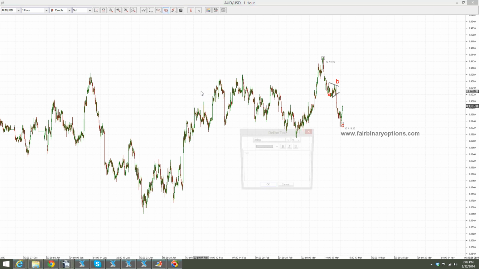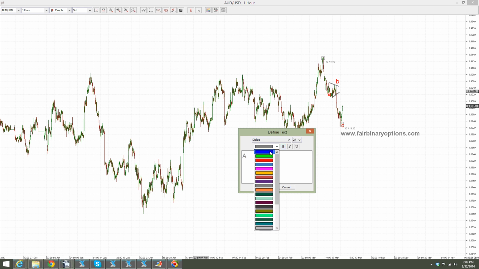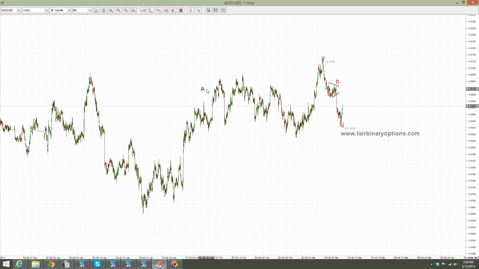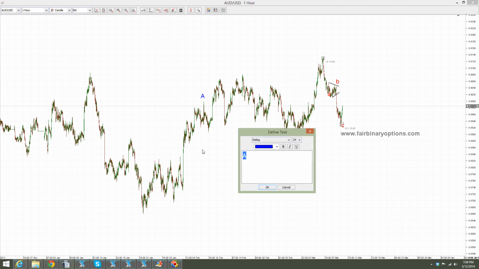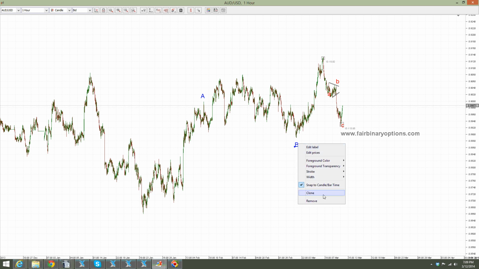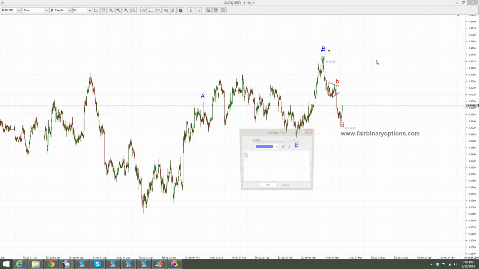here a wave A that ends here. Then a B wave that ends here. And then a C wave that ends here. Clear five-wave structure for the C wave, A, B, C. Well, if this is the ABC, what to look for next?